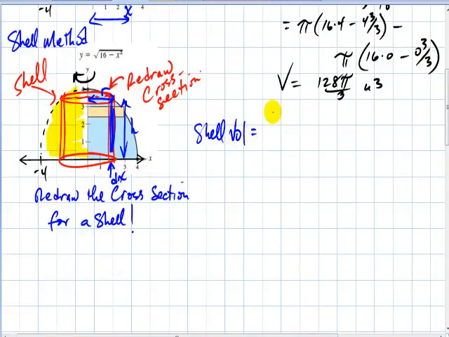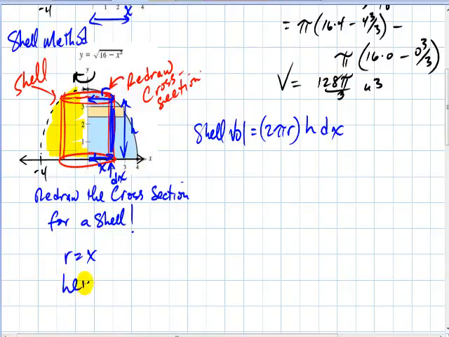Now the shell volume is the circumference 2 pi r times the height h times your thickness, in this case is dx. So I needed to find the radius and the height in terms of x. So let's go ahead and do that. Well, at this point right here, this distance right here is, let that be x. Okay, so the radius is equal to x.